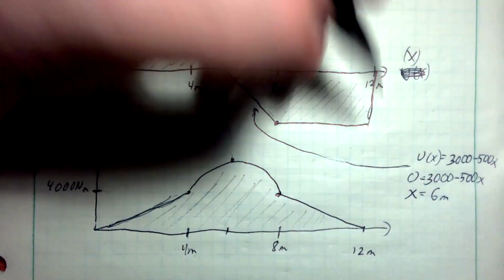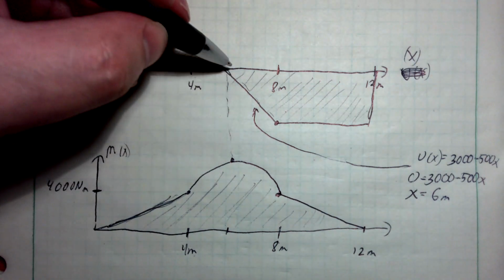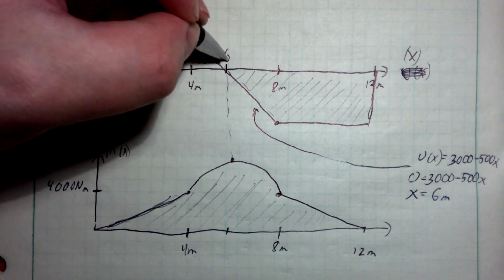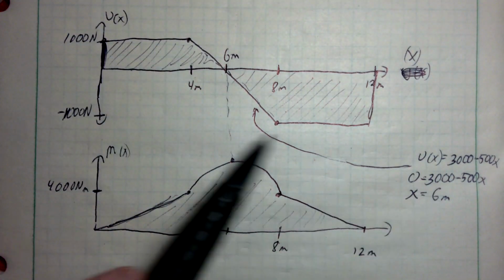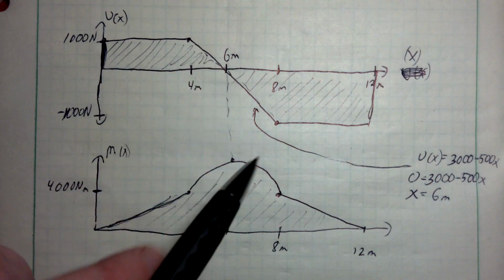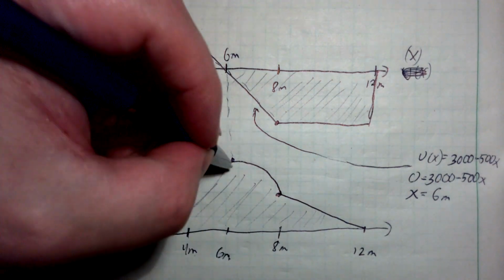Shear of x, we said that is 3,000 minus 500x. We want to know where does that equal 0. You can solve that and you'll find x is equal to 6 meters. That's where your 0 is going to occur. So this is going to occur right at 6 meters. You can find that through algebra. And that's going to tell me the location of this max.